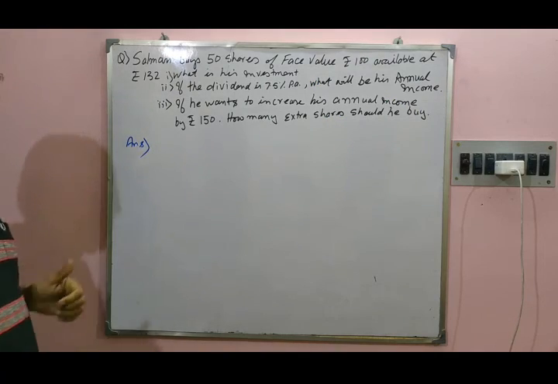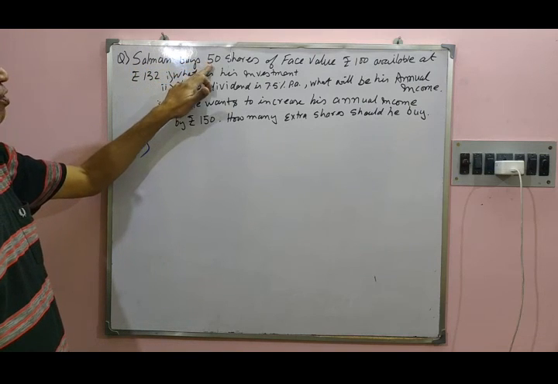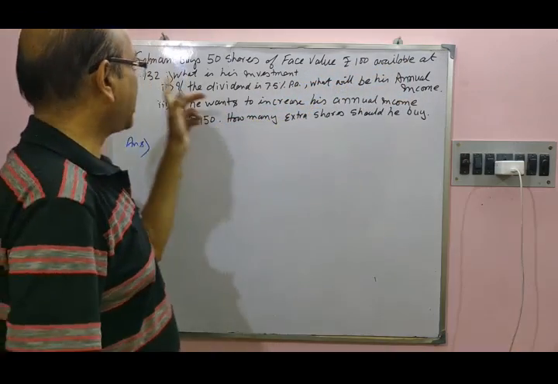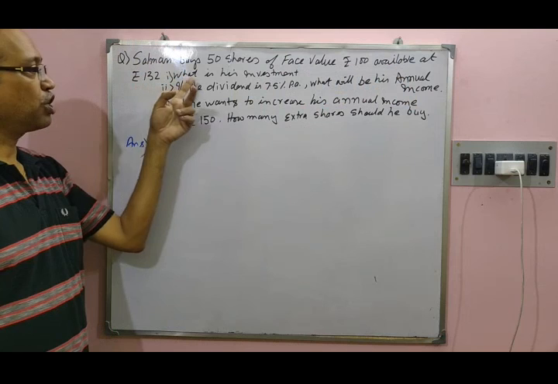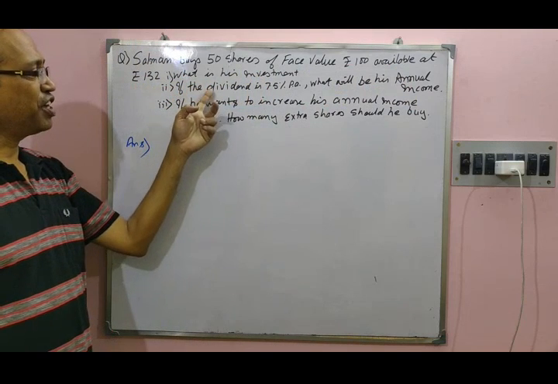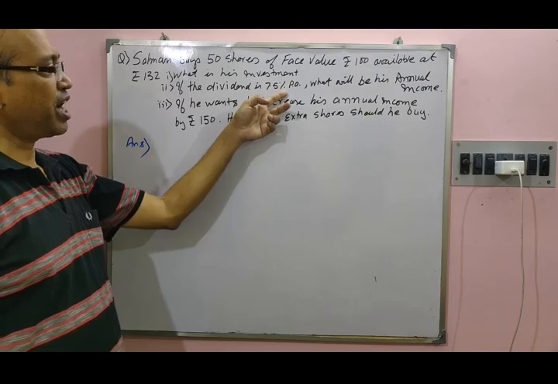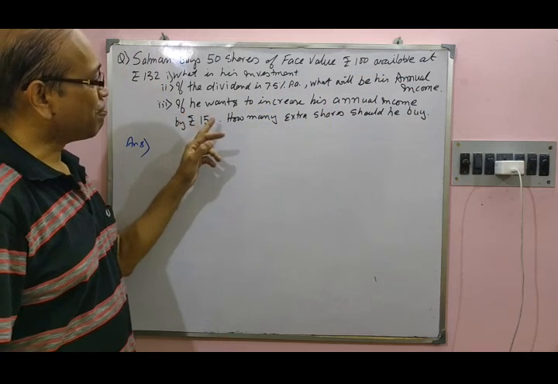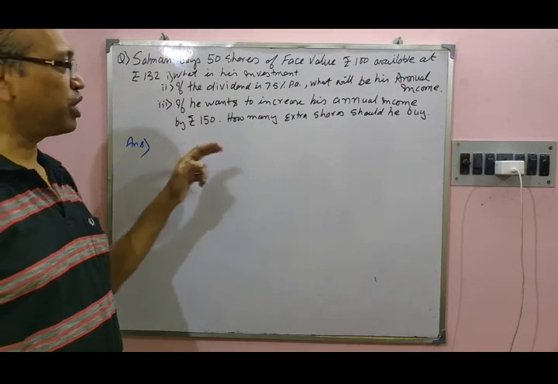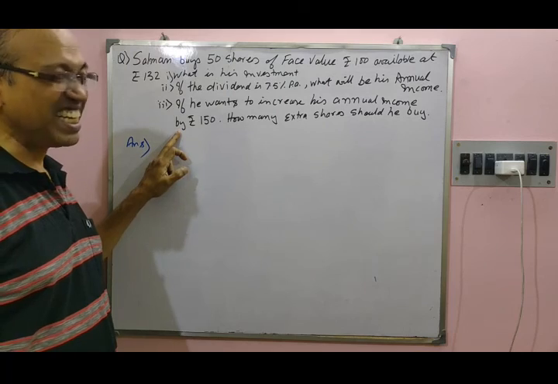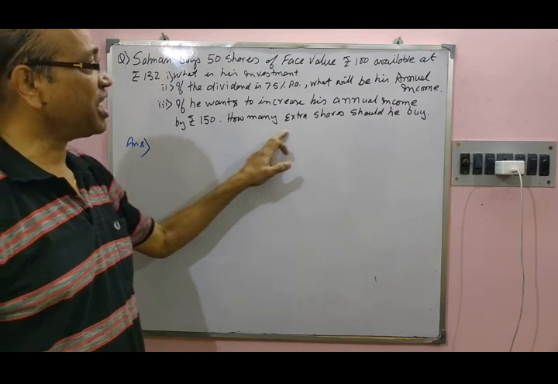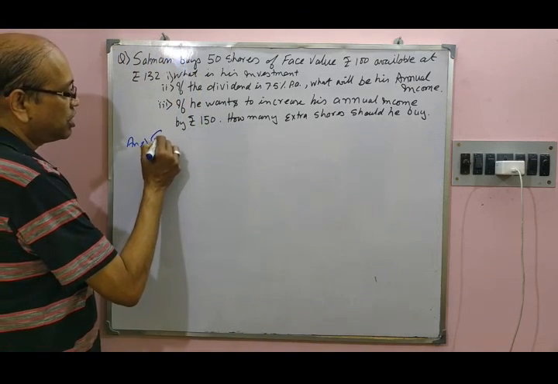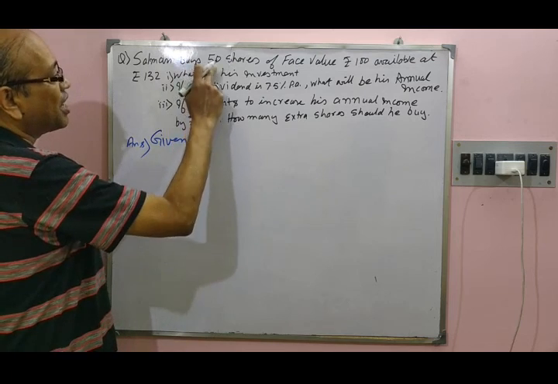Next question. Salman buys 50 shares of face value rupees 100 available at rupees 132. What is his investment? If the dividend is 7.5% per annum, what will be his annual income? And third part, if he wants to increase his annual income by rupees 150, then how many extra shares should he buy? Again, what is given? Number of shares.